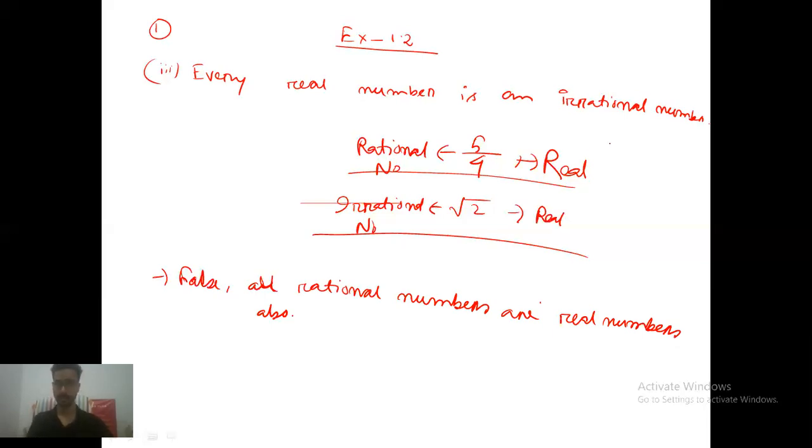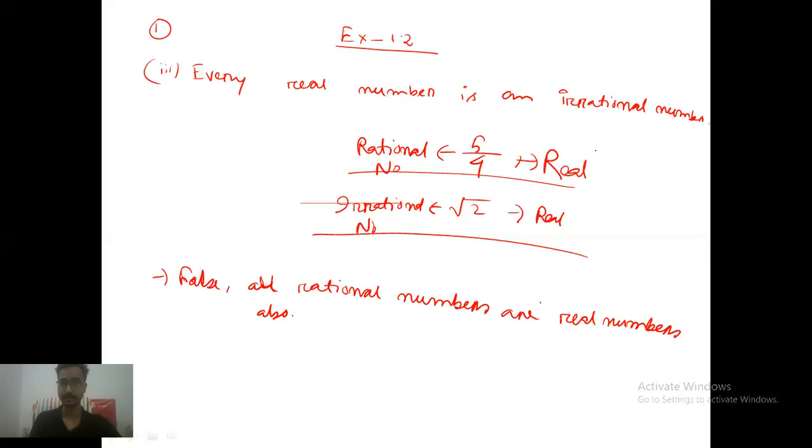It will be false. But every rational number is a real number. It is true, because 5/4 is a real number. All the rational numbers are real numbers. In the same way, all irrational numbers are real numbers. It's also true. But every real number is an irrational number? It will be false. In the same way, suppose every rational number is a real number is true.